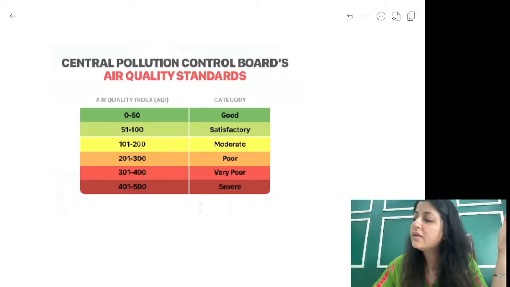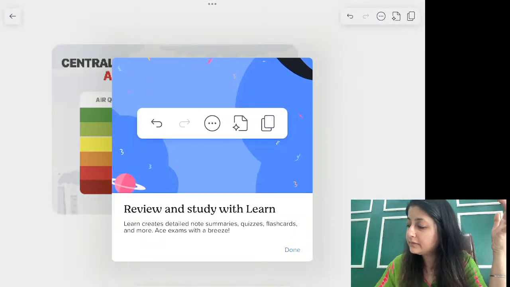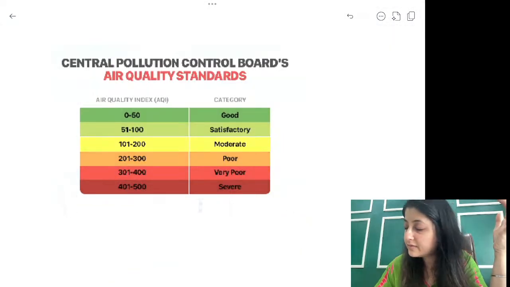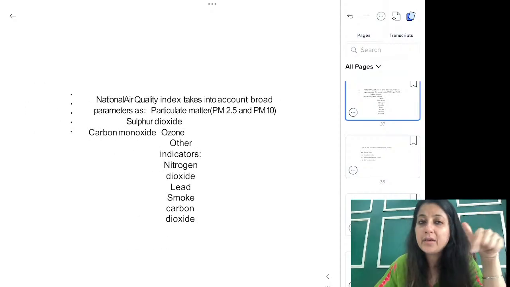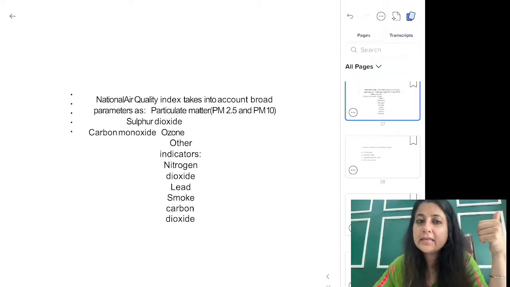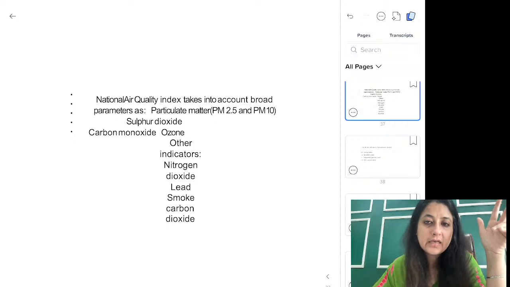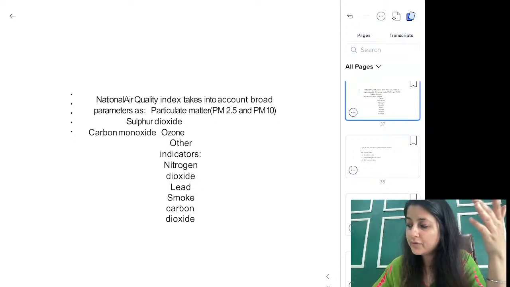Beyond 500 it is not there, that is a very severe thing. And this I've just written: what all can you measure in AQI. Whenever you have time you can check that out. Sulfur dioxide is the best, so that's present. Carbon monoxide of course is there, most widely distributed. Nitrogen dioxide has to be there. Lead, smoke, carbon dioxide. This if you even forget, that's okay.